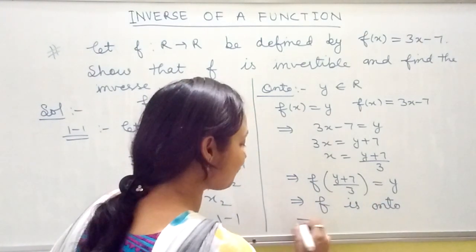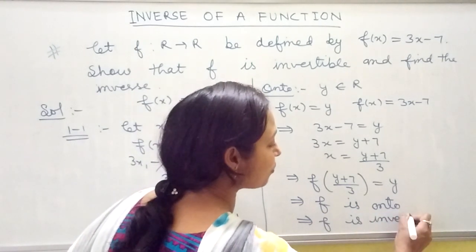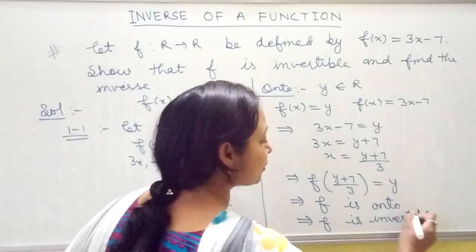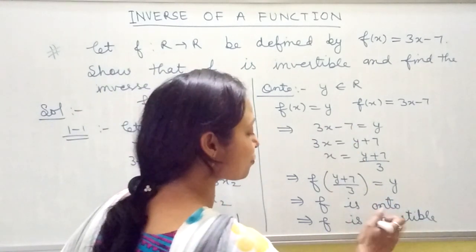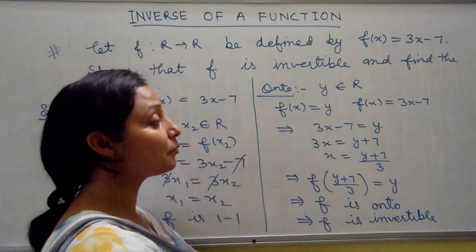Onto, that means f is invertible. If a function is one-one and onto, it is invertible. The first question is you have to show it is invertible. That is completed. Now find the inverse.